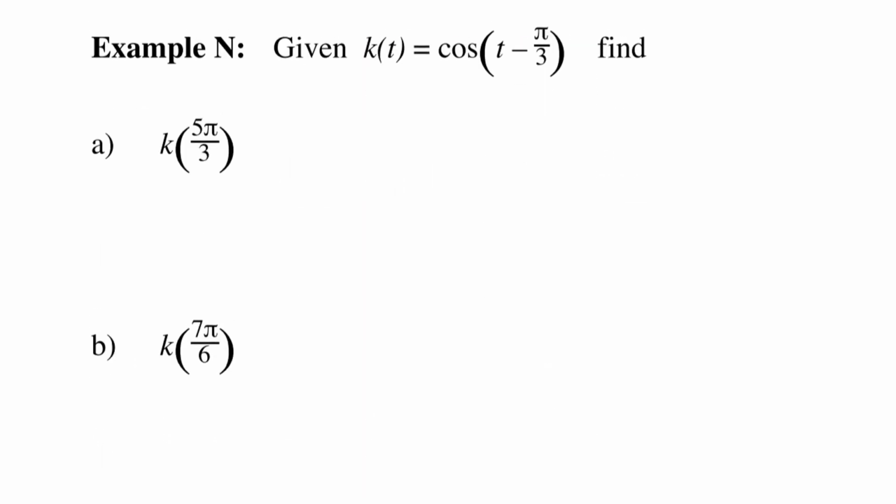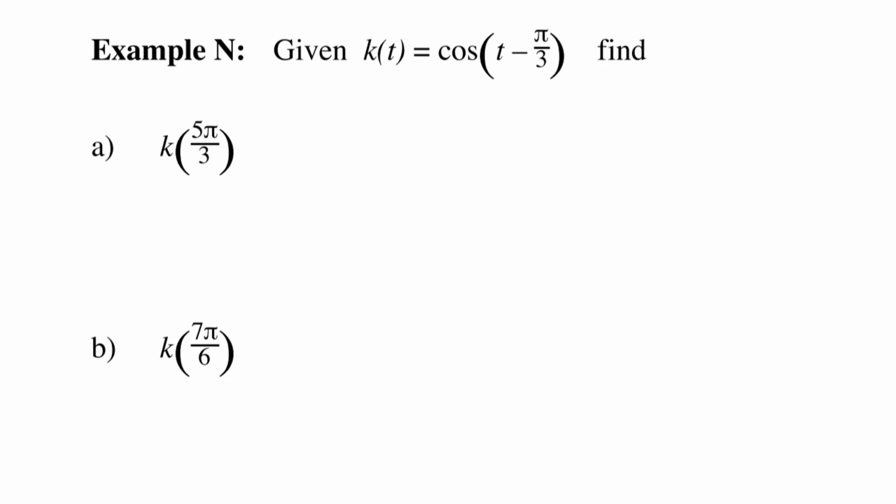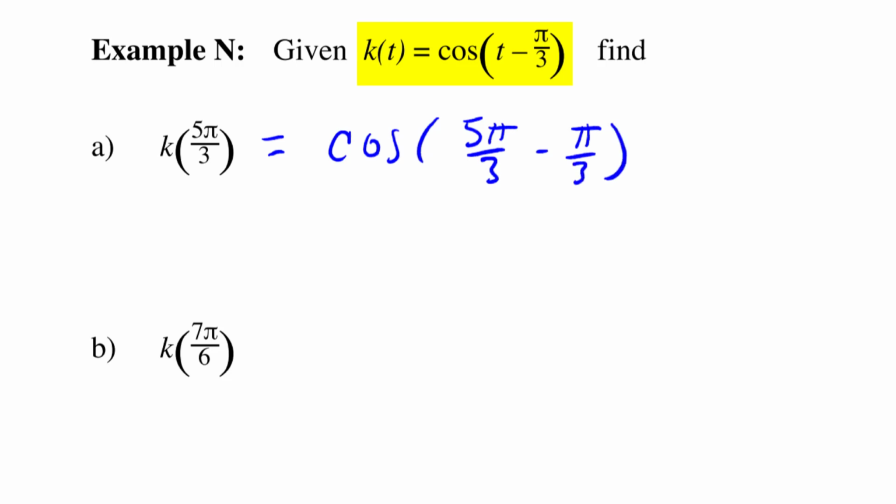All right, well, here comes a little more challenging function. K of t is equal to the cosine of t minus pi over 3. K of 5 pi over 3 means we'll put 5 pi over 3 in place of t. It gives us cosine of 5 pi over 3 minus pi over 3, which is cosine of 4 pi over 3. And let's see, that's in quadrant 3, which is negative, and the pi over 3 value for cosine is 1/2, so negative 1/2.